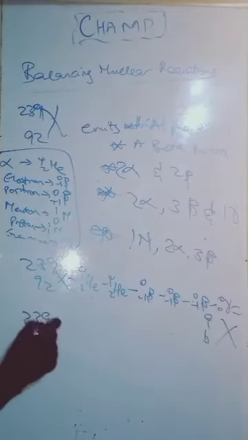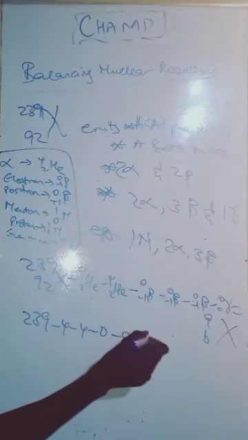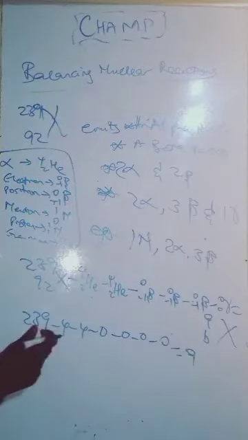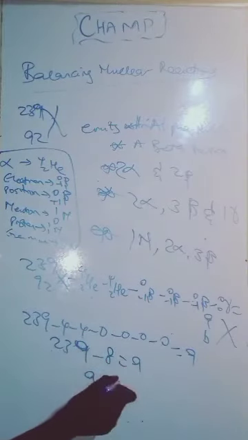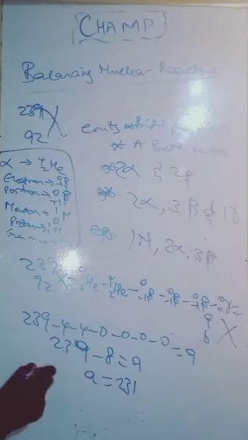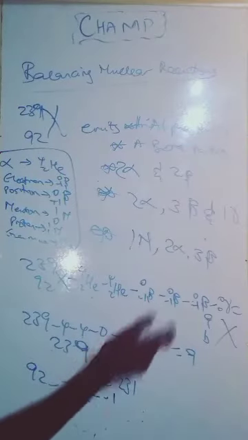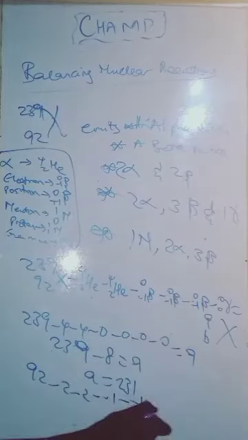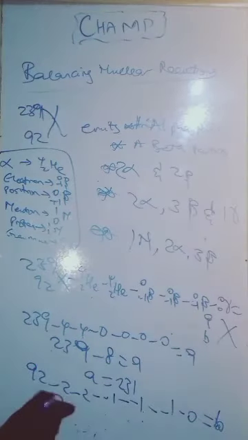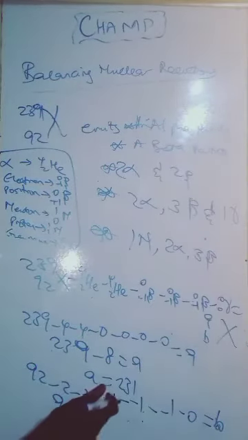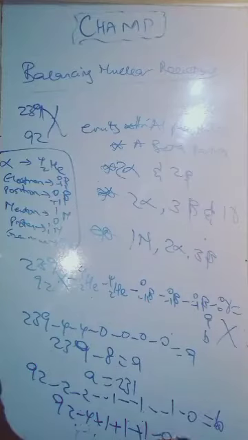So let's go. 239 minus 4 minus 4, right? I'm going by the top one first. Minus 0, minus 0, minus 0, minus 0 is equals to A. So that is 239 minus 8 is equals to A. That's 231. Then for the down part, you have 92 minus 2 minus 2 minus minus 1 minus minus 1 minus minus 1 minus 0 is equal to B. 92 minus 2 minus 2, that's minus 4. Minus times minus, that's plus 1, three times. Minus 0 is equal to B.